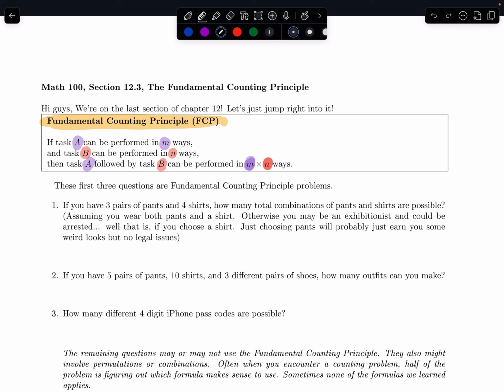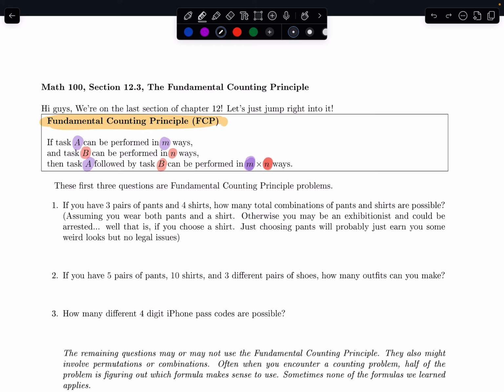Okay, so question 1. You have 3 pairs of pants and 4 shirts. How many total combinations of pants and shirts are possible? Be careful, guys, because you might have noticed this word combination. Just because you see the word combination, that doesn't mean that we're going to use the combination technique. So think about what is happening in the situation.